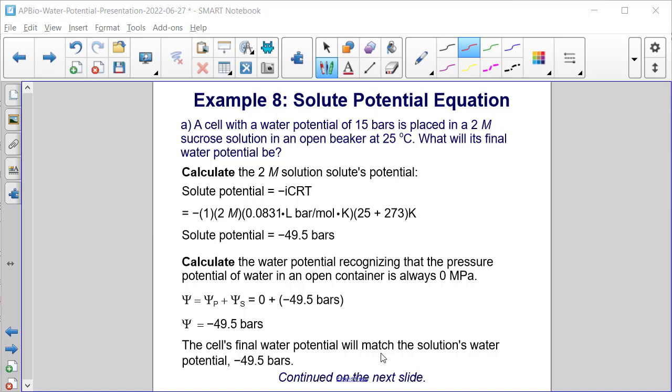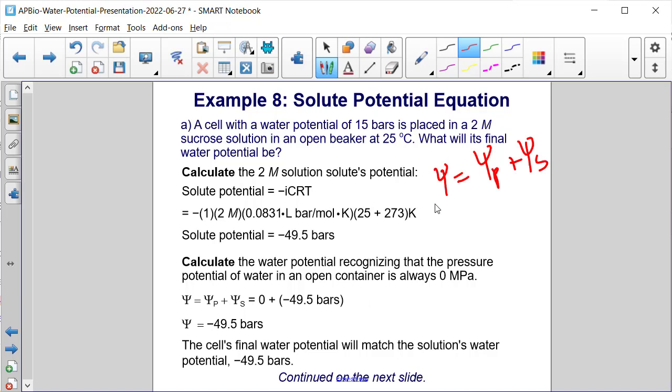So first, remember, overall water potential is pressure potential plus solute potential, okay? So the first thing we can do is calculate the solution's solute potential, okay? Because we're given the concentration, we're given the temperature, and we're told it's sucrose. So I is 1, concentration is 2, R is a constant, and then the temperature is 298. We actually did this calculation back in example 7, if you want to look back. But we get a solute potential of -49.5 bars.